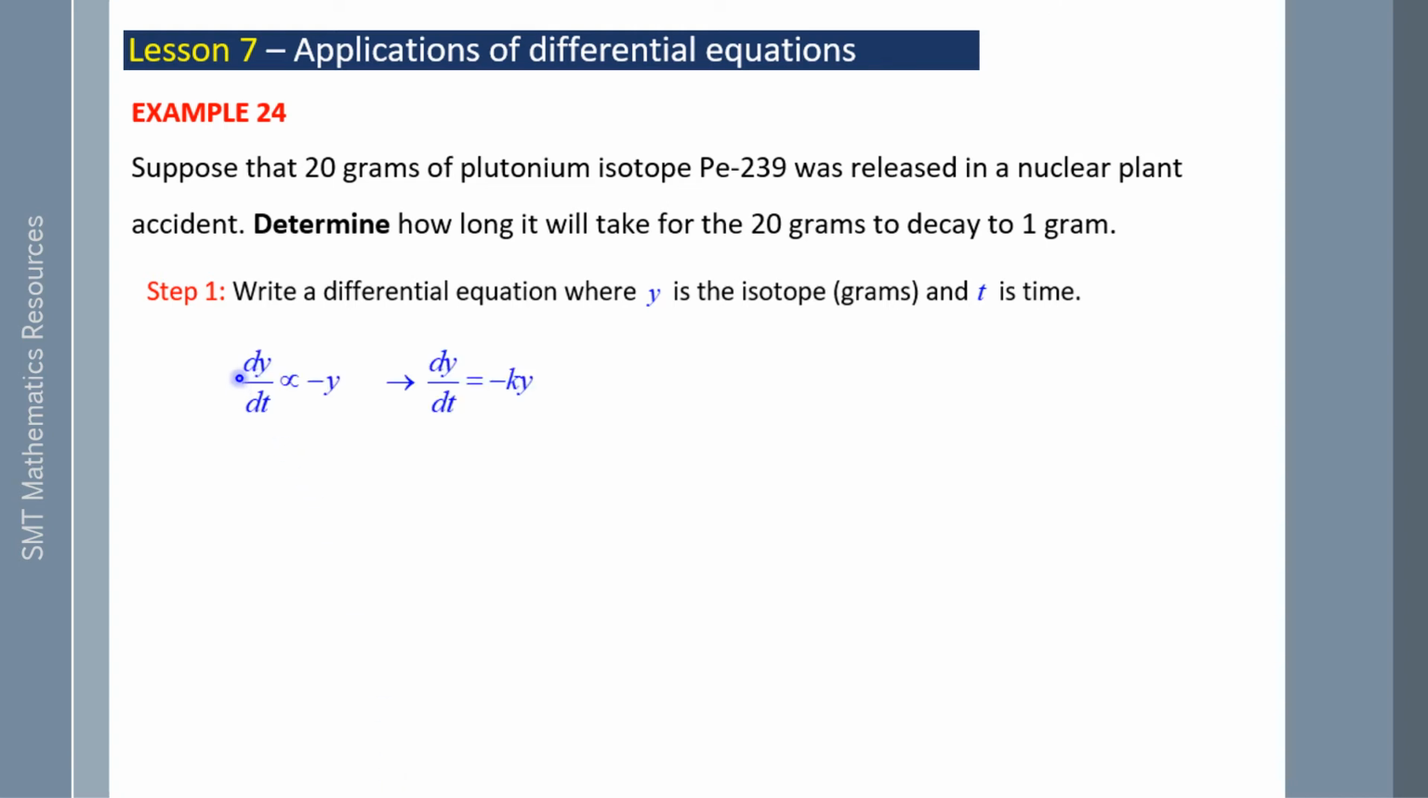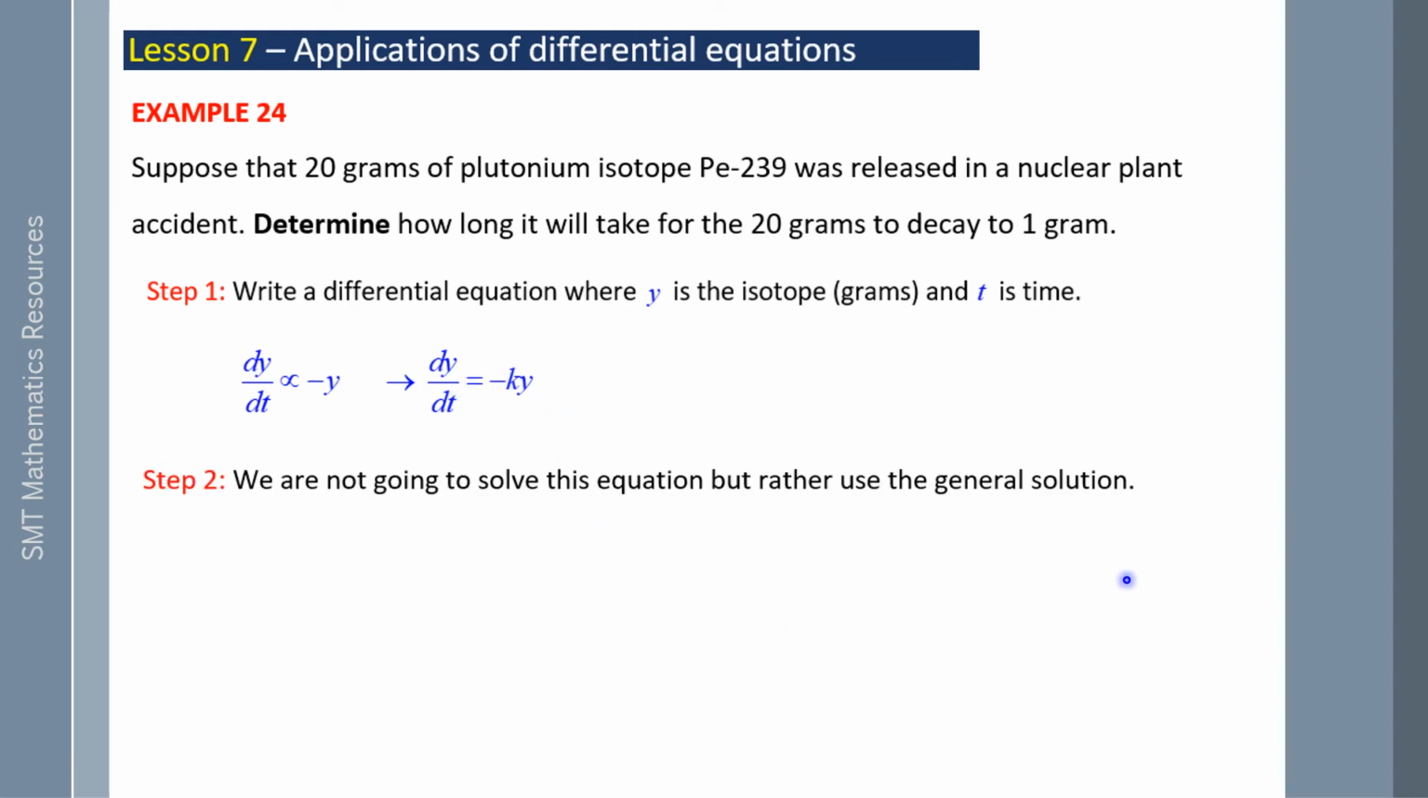Because our rate of decay is proportional to the amount present, our differential equation is dy/dt equals negative ky. We're not going to solve this equation as done in the last example, but rather use a general solution. That is, y equals the initial value of y, which is y naught, e to the negative kt.